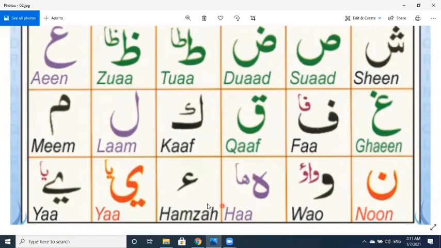Another letter here is Hamza. Next letter is Ya. And the last one here is the same in pronunciation as the second last one, but it has another different shape, which you will not see much in Arabic, but you can find it somewhere. So that's why they also included it here. This is also Ya. So the last two of them are both Ya.